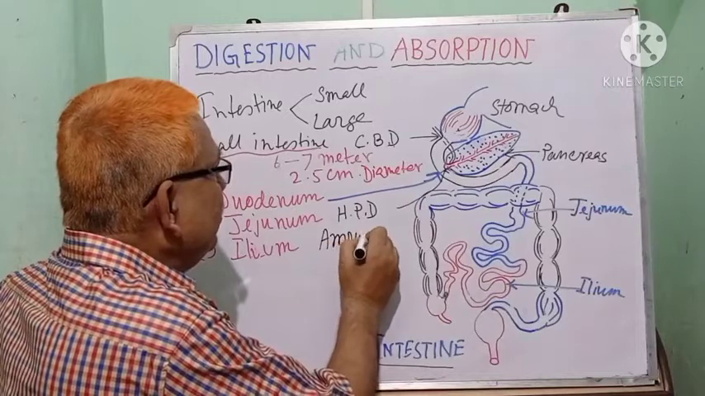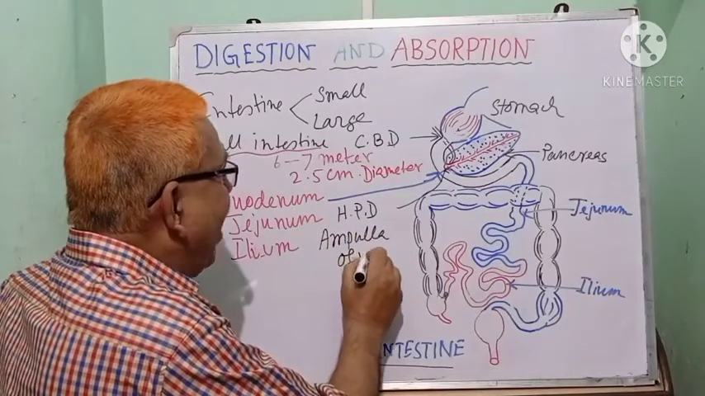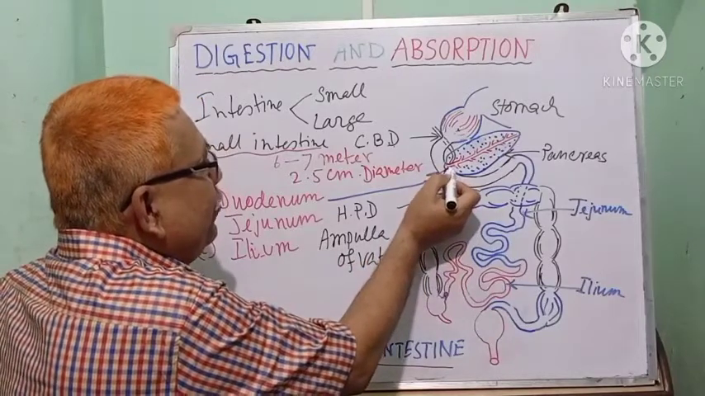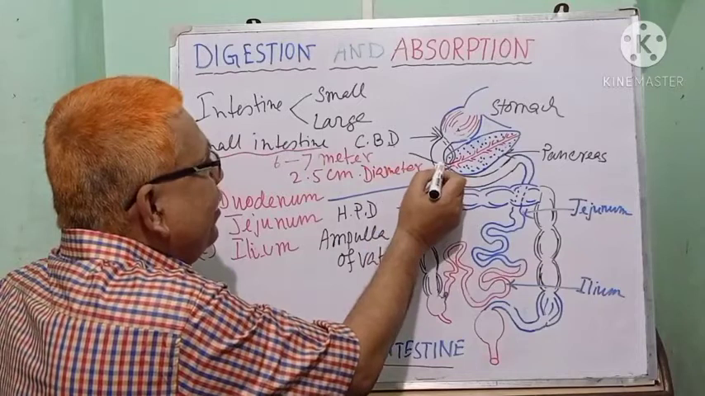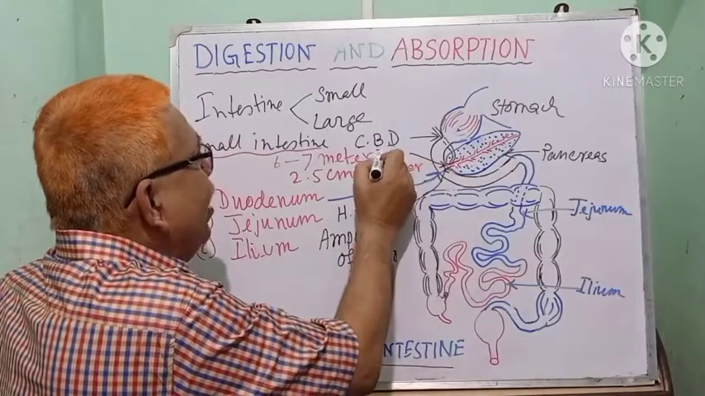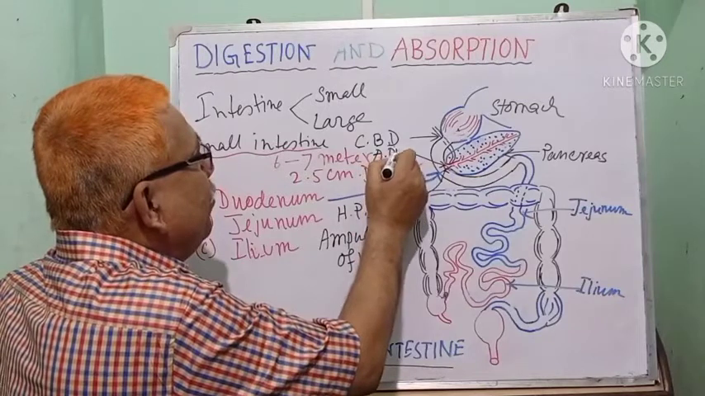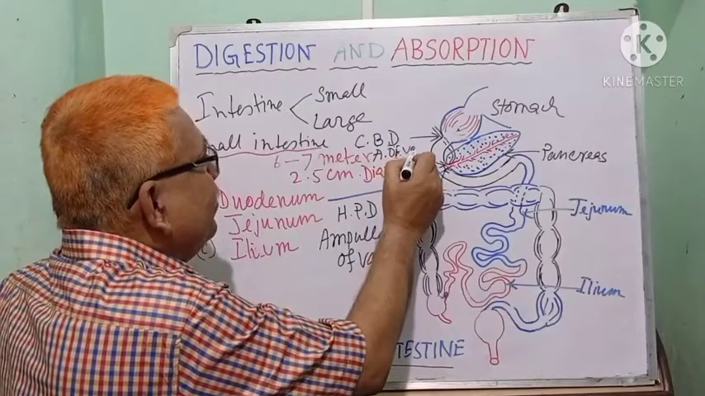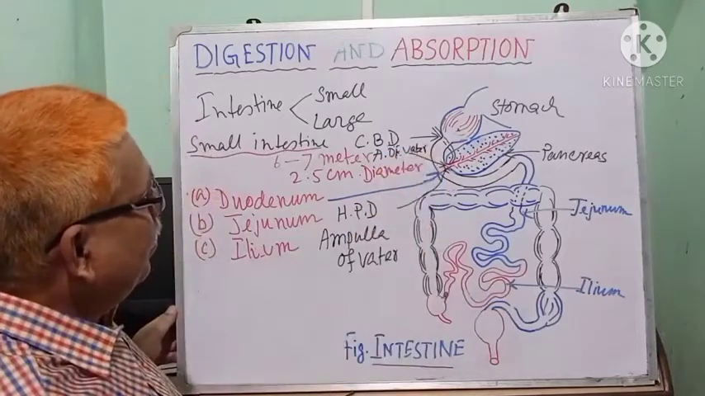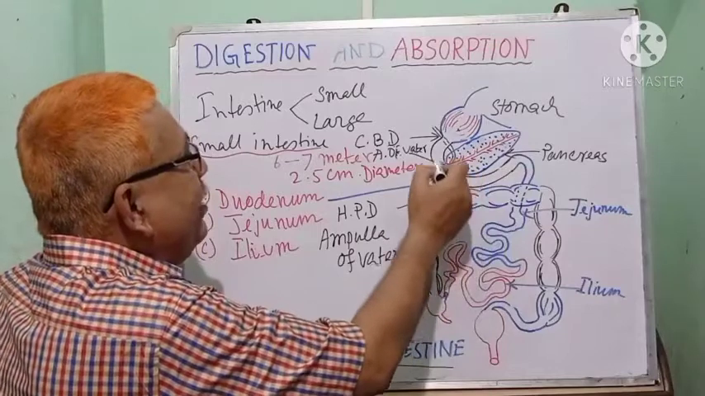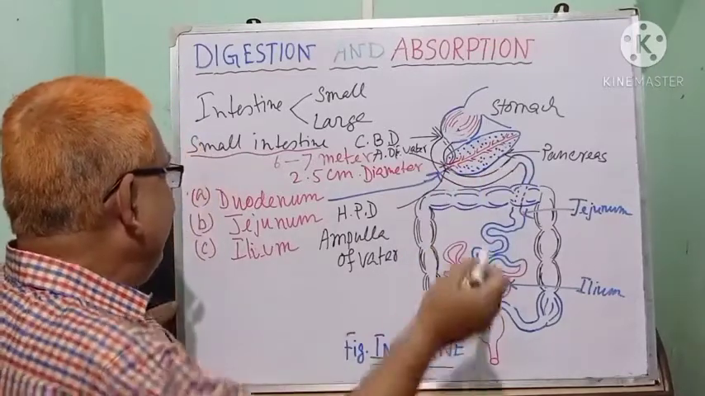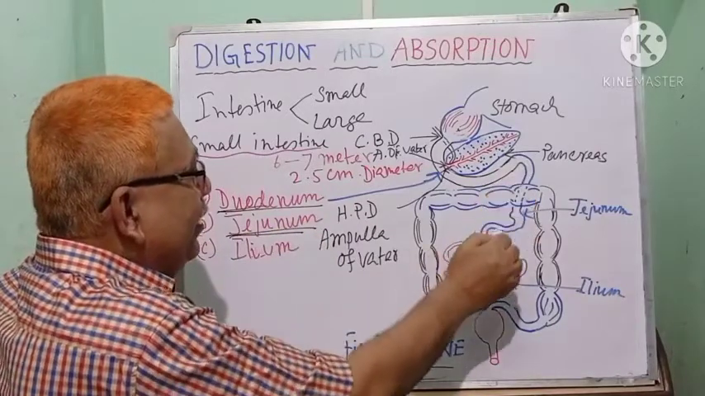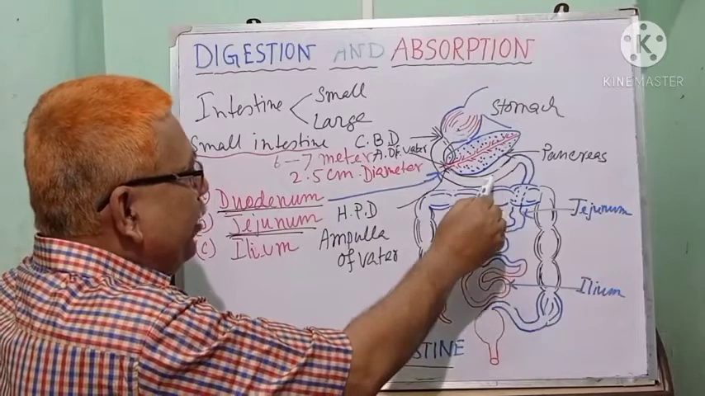This red-shaped structure is called ampulla of Vater. Okay, and duodenum is 25 centimeter in length. Next to duodenum is a jejunum. This part is jejunum, that is in between duodenum and ileum.